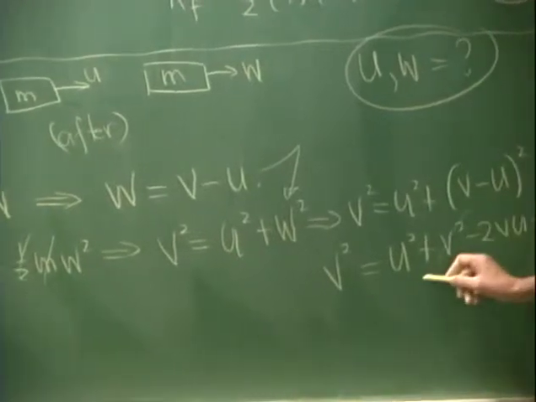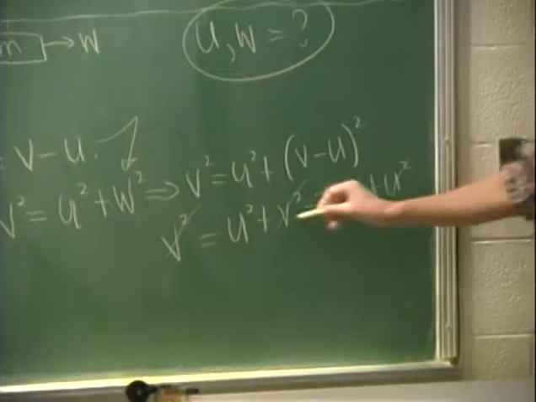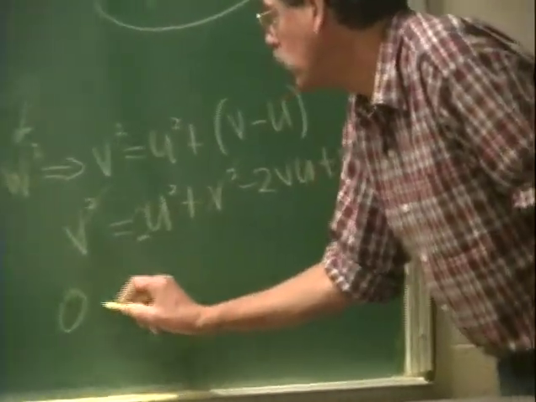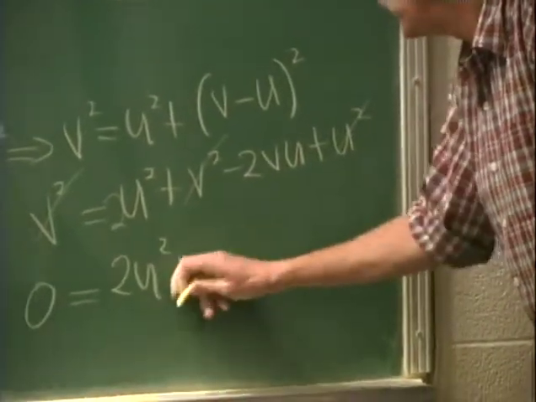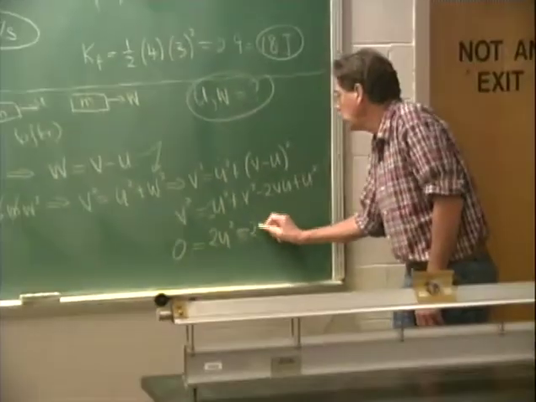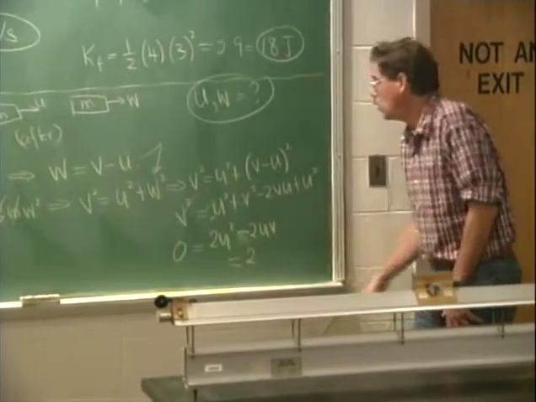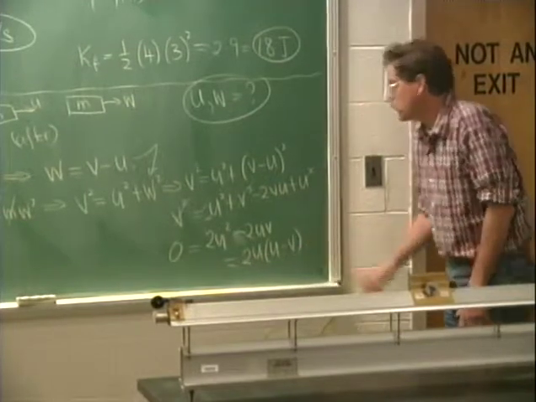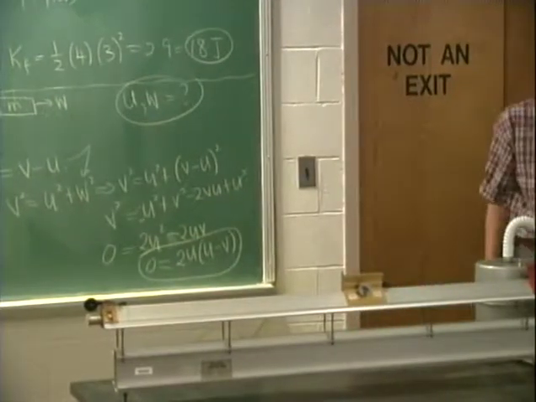I see a v squared cancels on the two sides. The u squared I can combine with the other u squared and write this whole equation as 0 equals 2u squared minus 2uv. Or if I factor out the 2 and the u minus v, so 0 equals 2u times (u minus v).